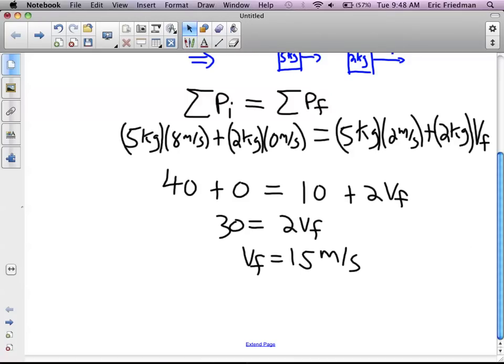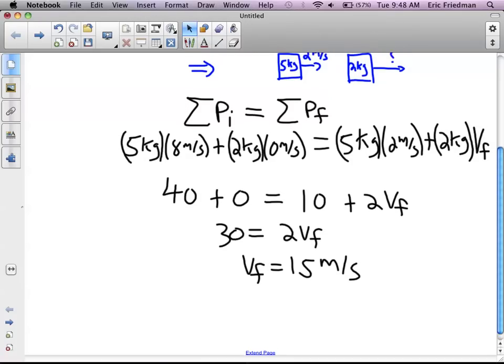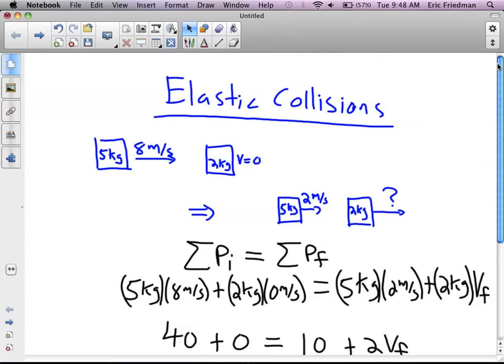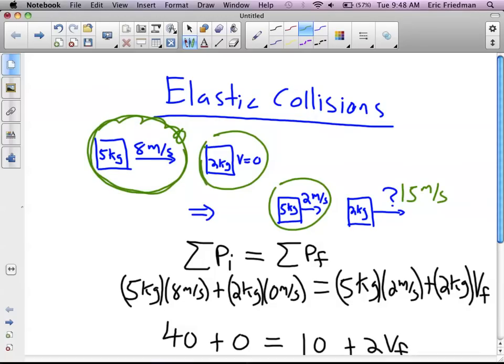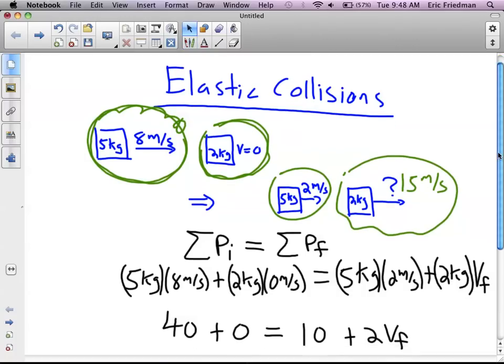Now it's always good to go back up a little bit and see if that actually makes any sort of sense. So I had this box, 5 kilograms at 8 meters per second, colliding into something that was 0. And afterwards, this heavier box was going quite slow, and then this one turned out to be 15 meters per second. It seems pretty reasonable. If I have something that's really big that bounces into something that's a little bit smaller, it makes sense that this smaller thing might get going really fast after it got bounced into. So that makes some sense right there.